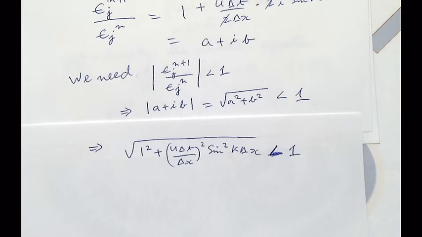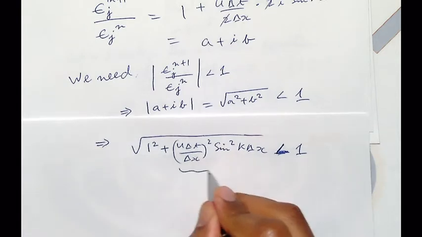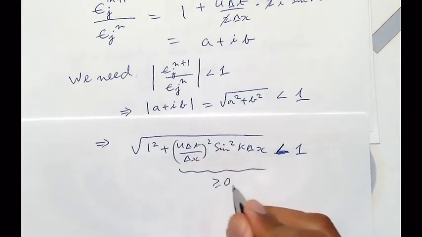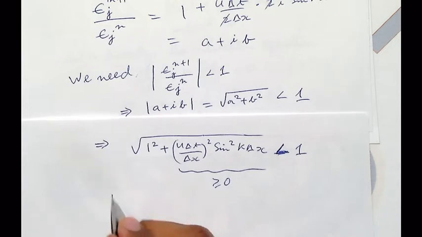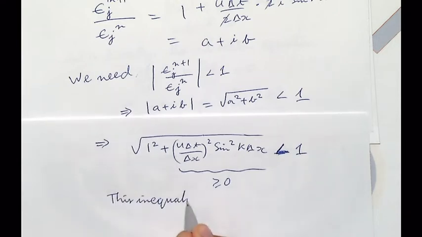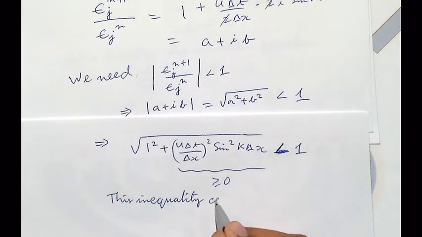The term in the square root would have to be less than zero. Yeah, it can't be negative. So this can never be possible, right? This is greater than or equal to 0, okay? So this inequality can never be satisfied.